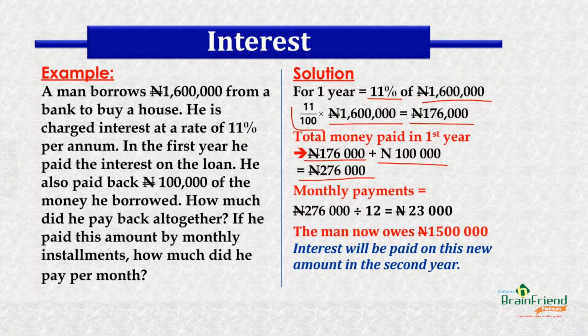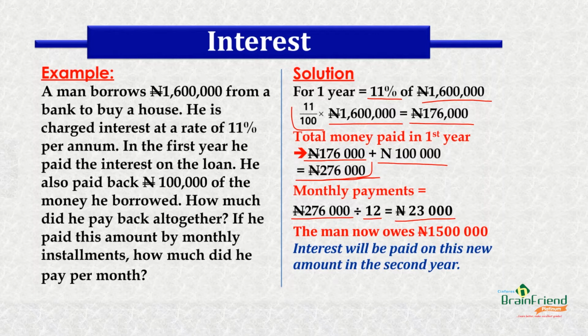276,000 naira. Now, the second part of the question says, if he paid this amount by monthly installments, we are talking about the 276,000 naira. If he paid this amount by monthly installments, how much did he pay per month? So we'll simply divide 276,000 by 12. Now, if we do that, we are going to have 23,000 naira. It means he pays 23,000 naira per month for him to have achieved 276,000 naira over a year.